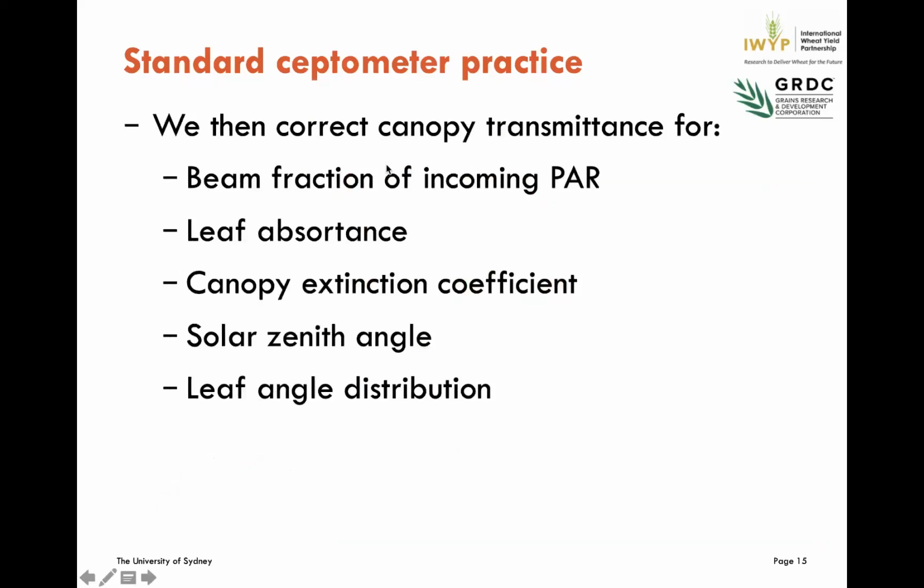So we can correct the canopy transmittance. This is prior to getting an estimate of leaf area index or plant area index. We can correct those measurements of canopy transmittance for the beam fraction of incoming power, the leaf absorbance, which can differ between different crop species, the canopy extinction coefficient, and the main thing that affects that is the solar zenith angle, and we can correct for that based on the location you're at and the time of day, and also the leaf angle distribution, which again can change with different crop species.